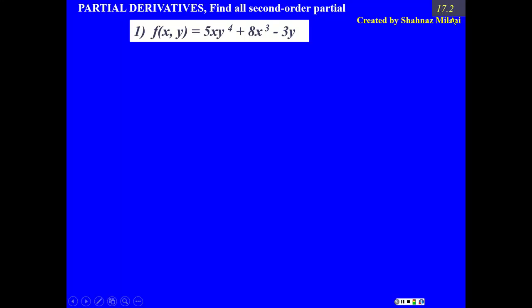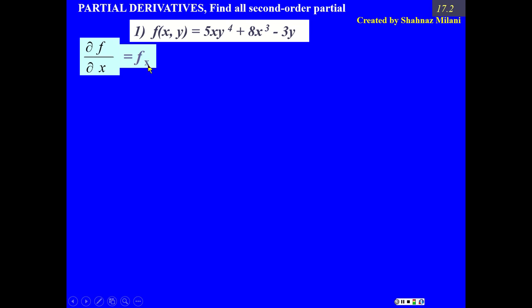Chapter 17, Section 2, Problem number 1. In this one, we are going to find all the second derivatives of a partial derivative. The first thing we are going to do is find the derivative based on x. That means ∂f/∂x, or we can say f sub x.